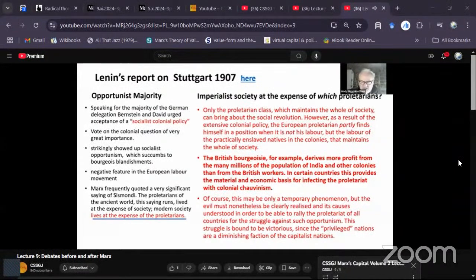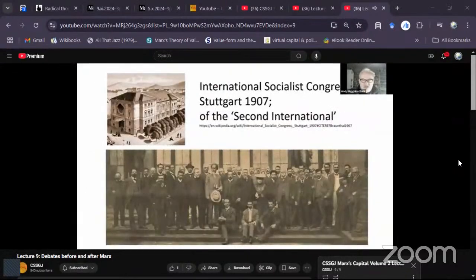He says he hopes it's a temporary phenomenon. Turns out it's not so temporary, but he has a note of optimism towards the end, which is still an issue for us to this day. Okay, so that's Stuttgart 1907. All of this is run up.